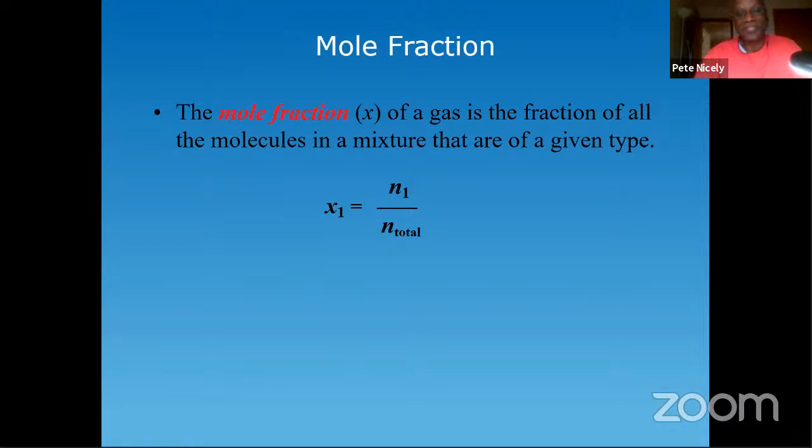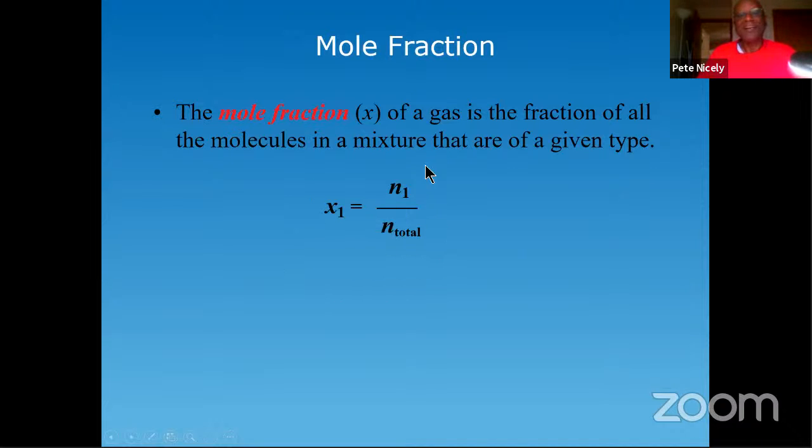So here, what you see on the screen is a definition of mole fraction. So here it's talking about the mole fraction of a gas, but as I said before, it can apply to any mixture. So the mole fraction of a gas is basically the fraction of the gaseous molecules that are present for that particular type of molecule in a mixture. So mathematically speaking, we can express it as this: X1, which is a mole fraction of gas 1, is equal to the number of moles of that gas divided by the sum of the moles of all the gases in that mixture. So that's basically the definition of mole fraction.